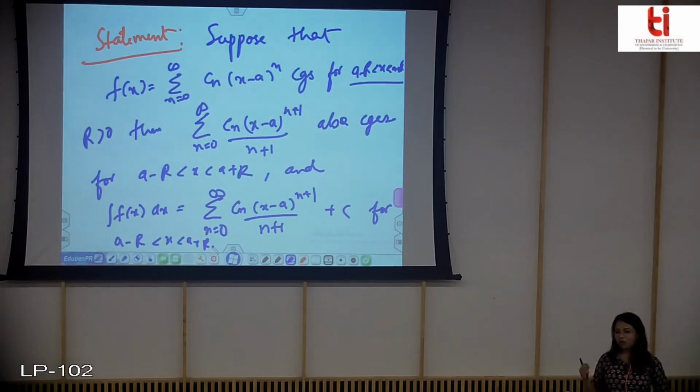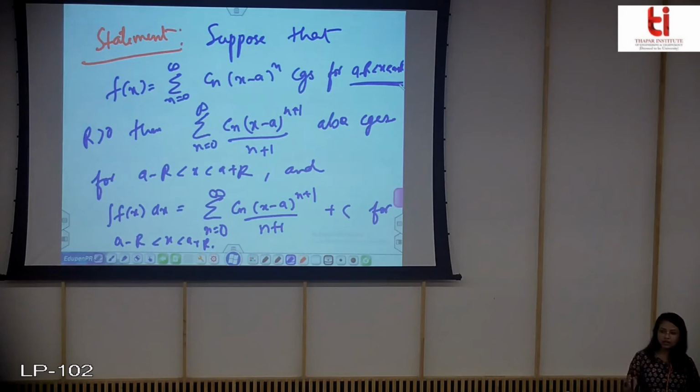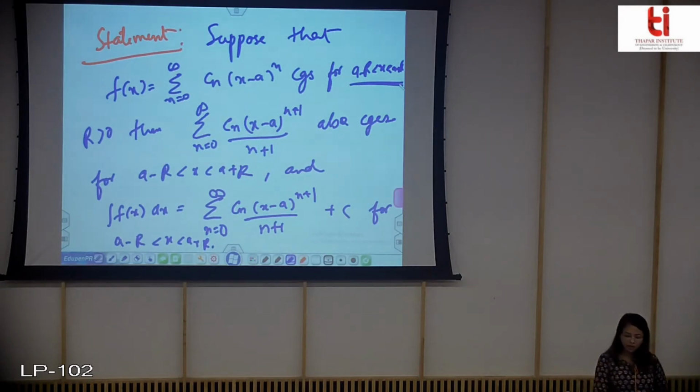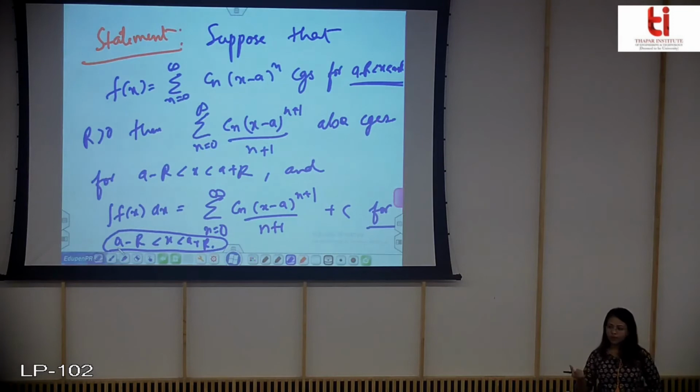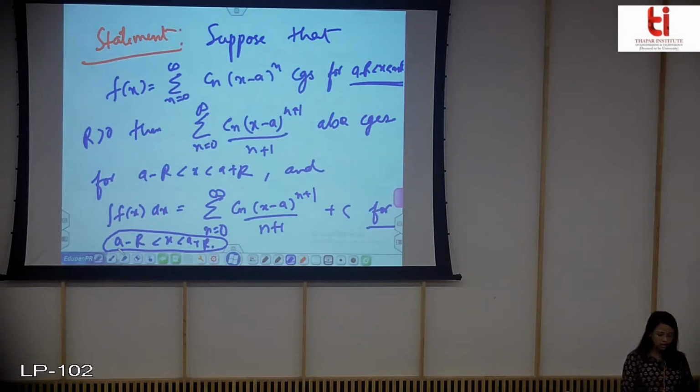That is, you have an original series that is convergent for this interval, then you can integrate it term by term, and the derived series will also be convergent for the same interval of x. Whatever you obtain will converge for the same values of x for which the original series converges.